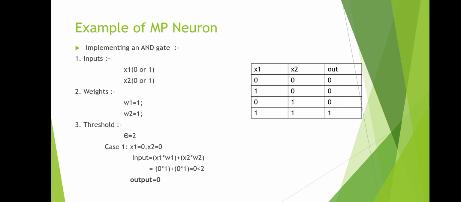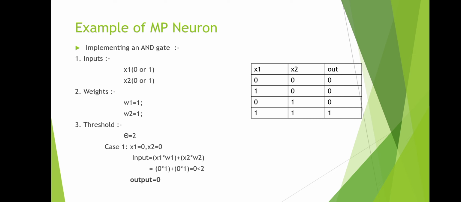One example is implementing the AND gate. The truth table on the right hand side is 0 0 0, 0 1 0, 1 0 0 and 1 1 1. The first step is input: x1 and x2 are the inputs, taking the value 0 or 1. The second is weight: w1 and w2 are equal to 1, an excitatory weight, meaning a positive value. The third step is the threshold, the theta value, which is 2. Then check our condition for the four cases.